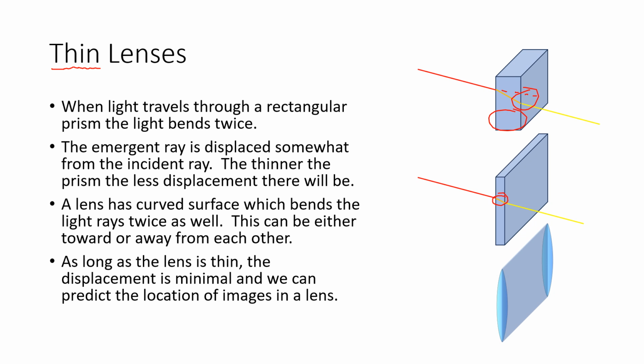So with a lens, rather than just a rectangular prism like these guys, you're going to have curved surfaces, and as long as the lens is thin enough, we can make predictions about where the light beams will go and where the image will fall. And so that's what we're going to focus on, is the refraction of light through thin lenses.